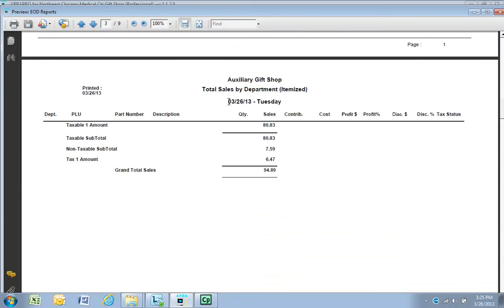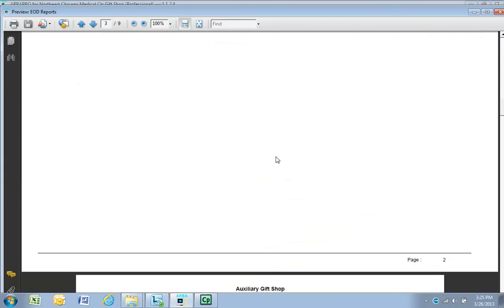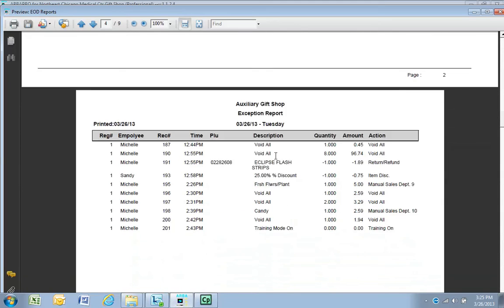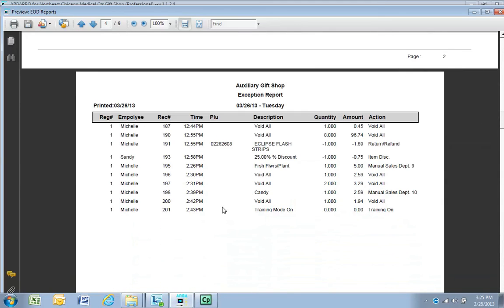And here is the summary for the day's business. We have $80.83 in taxable sales and $7.59 in our non-taxable subtotal, and then $6.47 in sales tax that we have collected. The exception report shows what has gone on at the cash register.